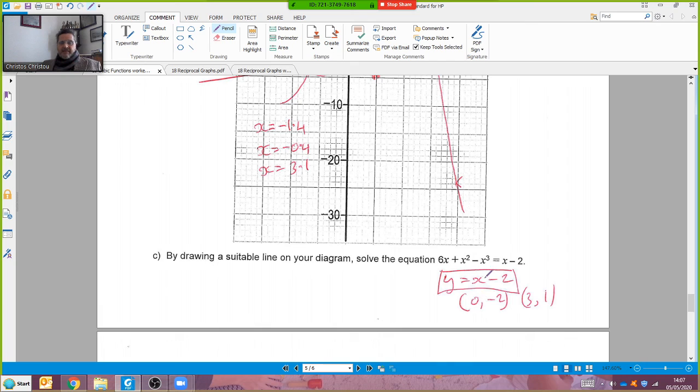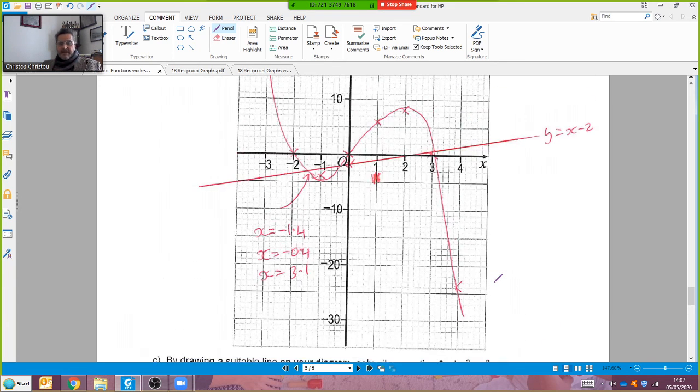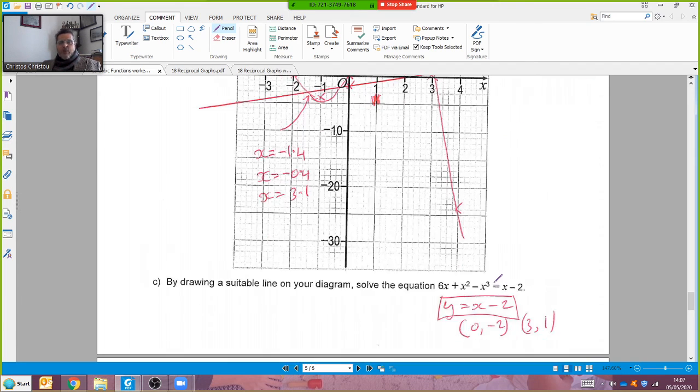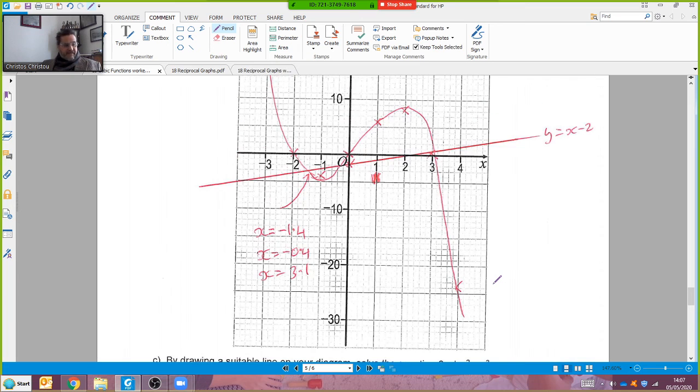I chose x to be 0, so y is minus 2. I chose x to be 3, so 3 minus 2 is 1. I just made two coordinates, that's all I did, and I plotted them, and I drew my line, y equals x minus 2. And then you've got to solve it. That means find the x values.